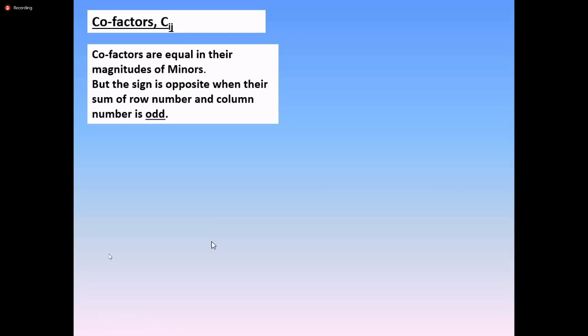But the sign, plus or minus, is opposite when the sum of the row number and the column number is odd. Right, then let's say we have M11 as minus 4. Here the row number is 1, column number is 1. What is 1 plus 1? It is 2, because it is an even number. Then the sign and the value have no change in the cofactor. The cofactor is denoted by C11. C11 is also minus 4.